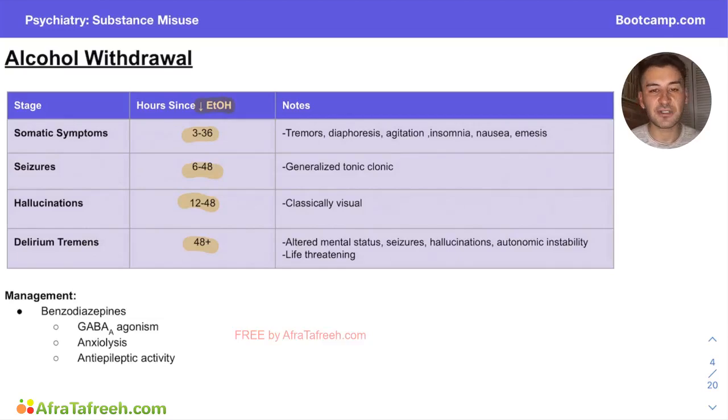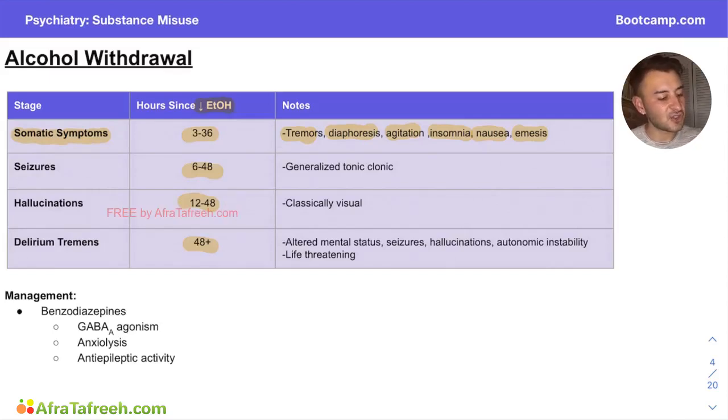So in terms of the first 3 to 36 hours, we think of mainly somatic symptoms. This is going to be things like tremors, diaphoresis, agitation, insomnia, nausea, and emesis. You can see that these symptoms are quite nonspecific, so it's helpful to correlate this with lab values and history.